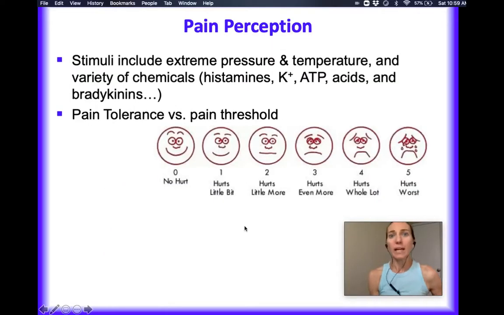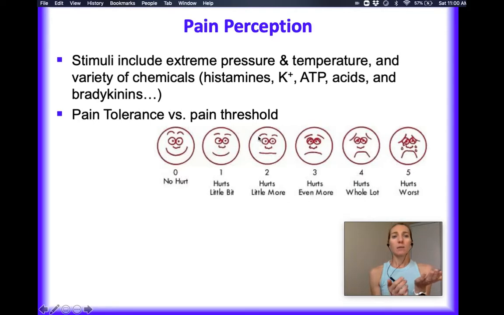So now I want to get into pain a little bit. Stimuli here, again, are going to include extreme pressure, extreme temperatures, and a variety of chemicals, many of which are going to be associated with the inflammatory response. So histamines, potassium, ATP, pH levels, bradykinins, those are all going to be things that stimulate nociceptors.